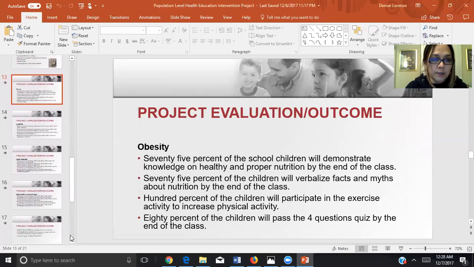Project evaluation and outcome. For obesity, the objectives were: 75% of the school children will demonstrate knowledge of healthy and proper nutrition by the end of the class. They will be able to verbalize facts and needs about proper nutrition, participate in exercise activity to increase physical activity, and will pass the 4 question quiz by the end of the class.